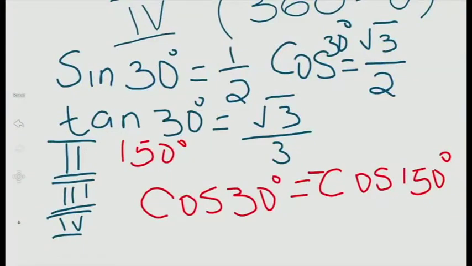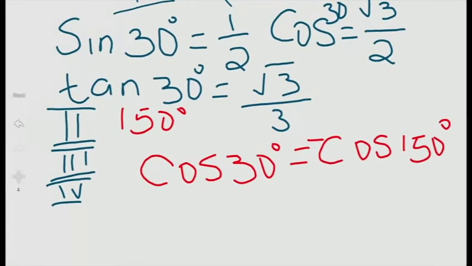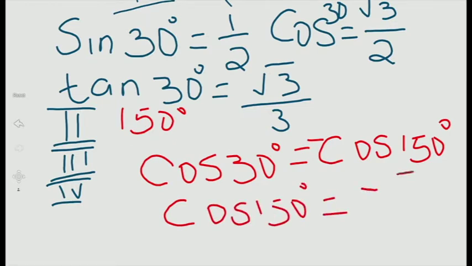So if cosine is only positive in the first and last quadrant, the sign of cosine in the second quadrant is negative, which means the cosine of 150 is the negative of the cosine of 30. If the cosine of 30 is root 3 on 2, that means that the cosine of 150 degrees is equal to the negative of root 3 on 2.